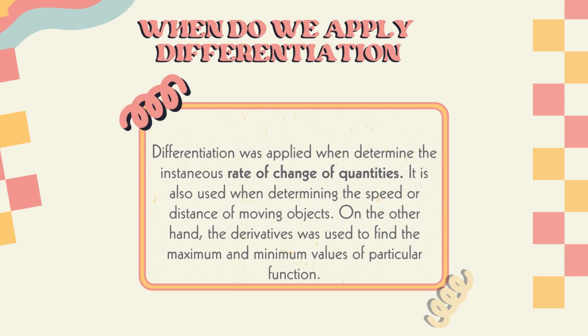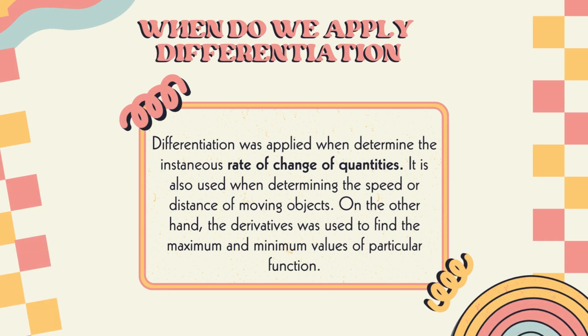So next, when do we apply differentiation? Differentiation is applied when we want to determine the instantaneous rate of change of quantities. It is also used when determining the speed or distance of a moving object. On the other hand, the derivative is used to find the maximum or minimum value of a particular function.